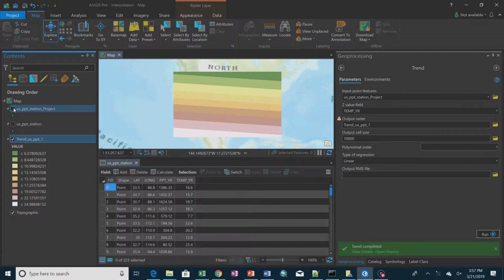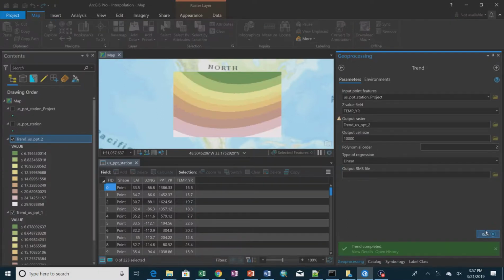All right, let's look at a second order trend. I'm just going to change this polynomial order to 2 and run it. Okay. So now we're really starting to see the effect of the continent on the average temperature trends for the year.